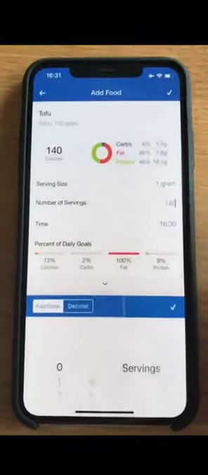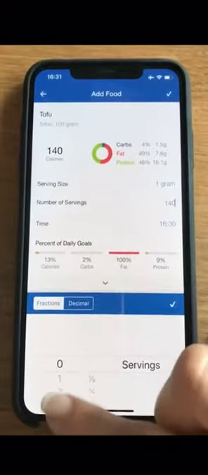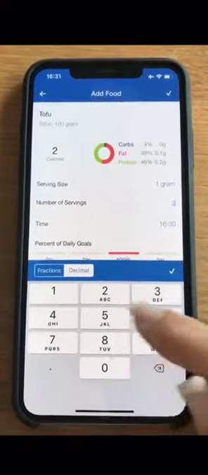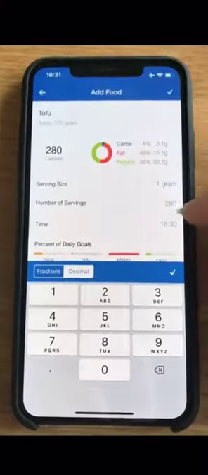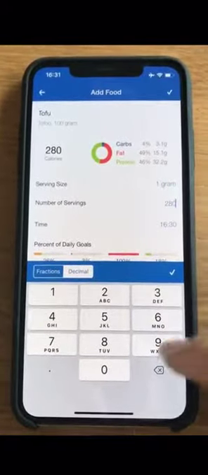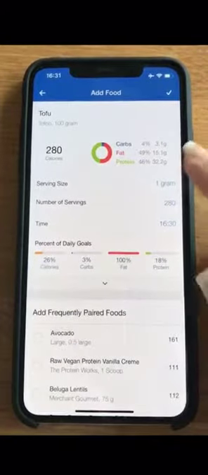And then I'm going to multiply 1 gram by, I'll go to decimal, by 280. So you can see here, 280 calories, 280 grams, serving size is 1 gram. So I think, okay, perfect. I'm going to add that in.